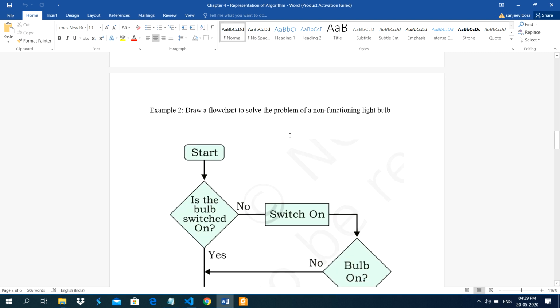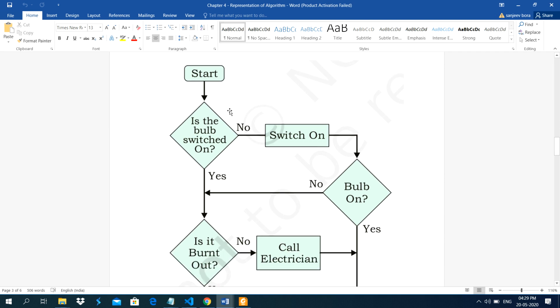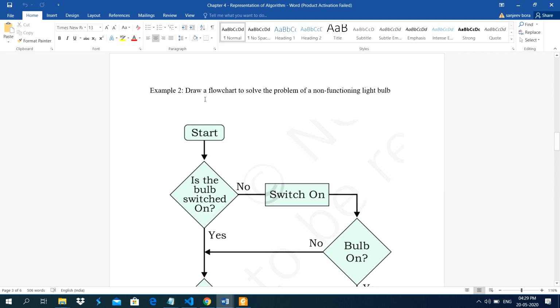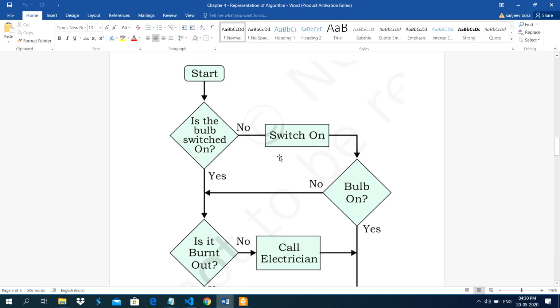Now you see this one. This is another flowchart. Okay, don't be confused if you are not understanding the flowchart yet. In a coming video, I will explain about flowcharts, and I will make different types of flowcharts based on the algorithm. So you see this flowchart. In this flowchart, there is a use of a condition. Its purpose is to show the problem of a non-functioning light bulb. Whenever you have to check whether the bulb is functioning or not.